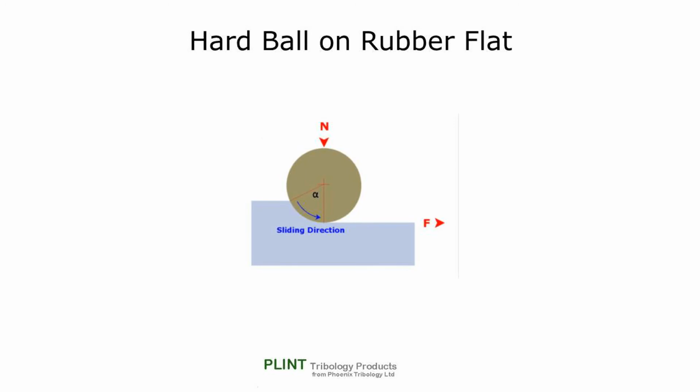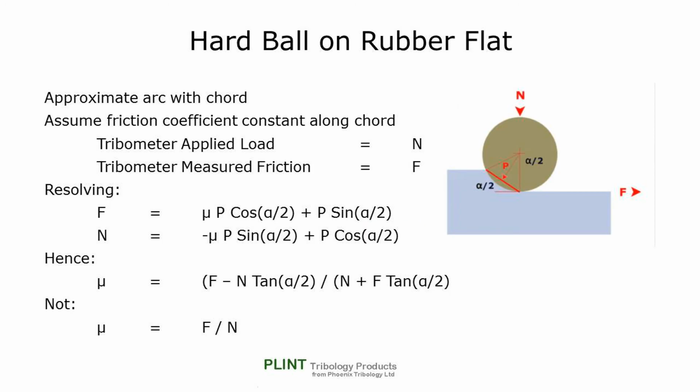With a hard ball on rubber flat geometry, common to various test standards, we have the same indentation issues as with polymers in general. In order to simplify the analysis, we can approximate the arc with a chord and then make the assumption that the friction coefficient is constant along that chord, which is perhaps quite a big assumption. The calculations are then as shown.